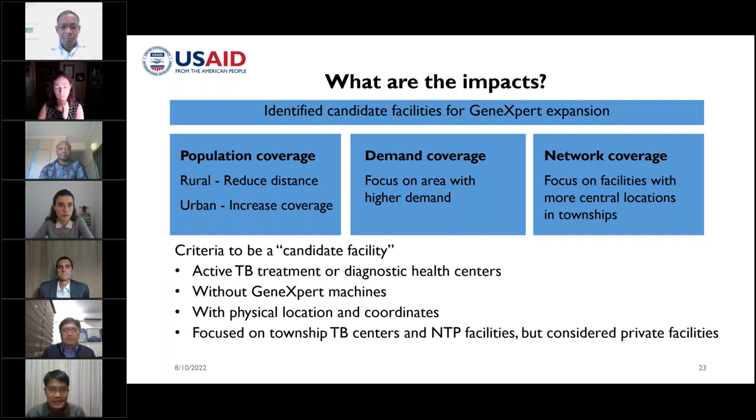From all those spatial analyses, we could identify the potential facility where we are going to place the new GeneXpert machines. We have three considerations to identify the candidate facility. The first one is the population coverage. We would like to reduce the distance in the rural area, and we want to increase the coverage in the urban area. The second consideration is demand coverage. We focus on the area with the higher demand based on the program and testing data. And the third consideration is network coverage, and we purposely prioritize the facility in the most central location within the township. And then we set the criteria to identify the candidate facility. Next slide, please.